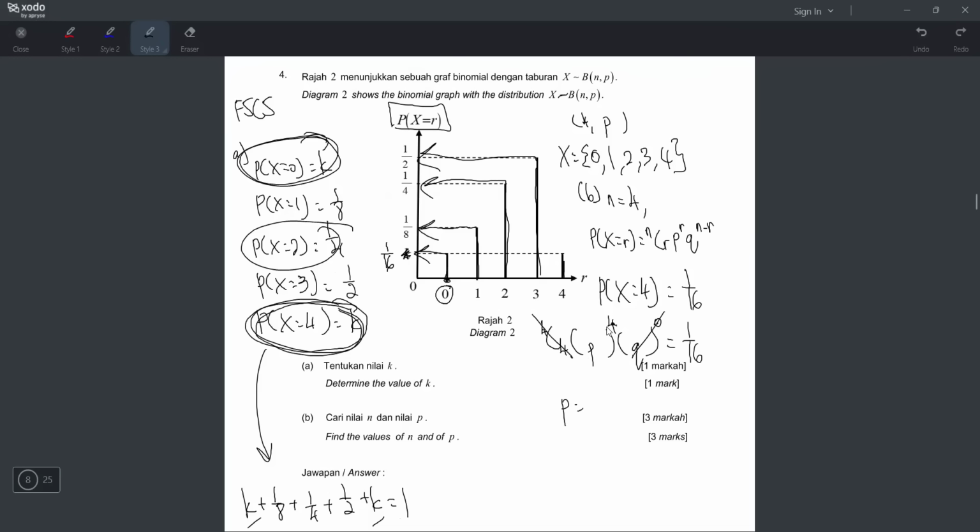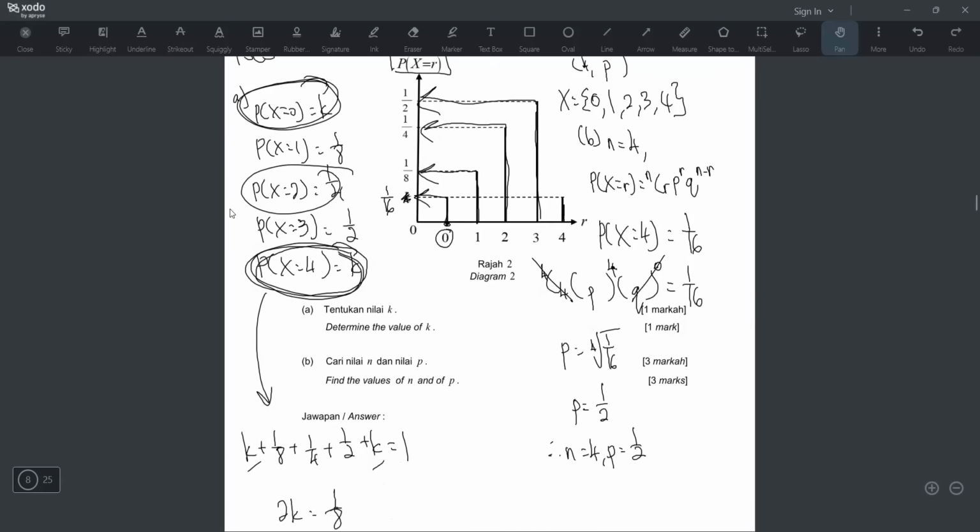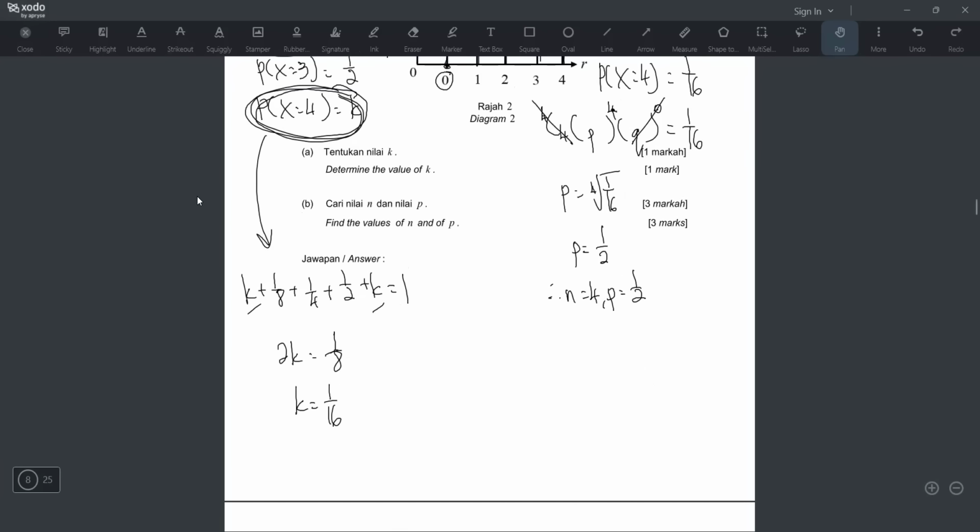So the power 4 moves over and becomes the 4th root. The 4th root of 1 over 16, you can use your calculator also, you get 1 over 2. The question never asked to find Q, right? They just asked for N and P. So N is 4 and P is 1 over 2. So it's worth 3 marks. Okay, I think that's it. All right.